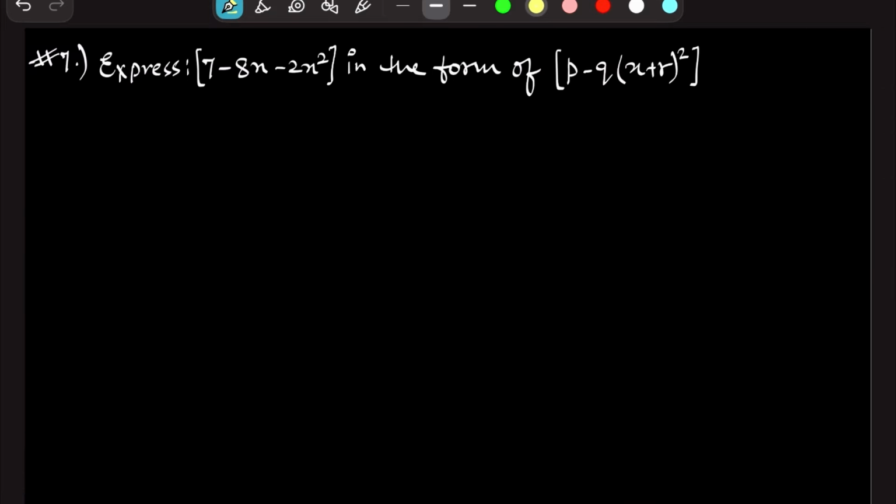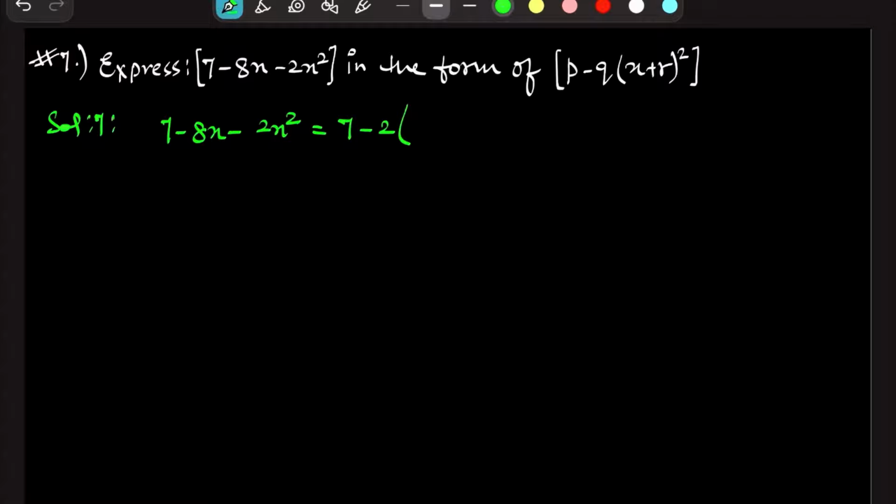Yes, so one more question, and this time your required expression is p minus q times (x plus r) whole square. Let's solve this. So I am having the expression 7 minus 8x minus 2x square. In the next step, I will write it like 7 kept as it is, minus sign kept as it is, and taking out 2 common.